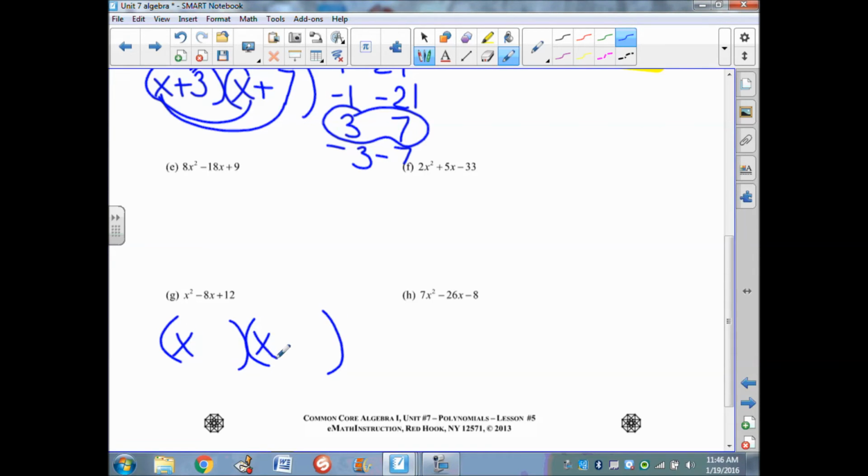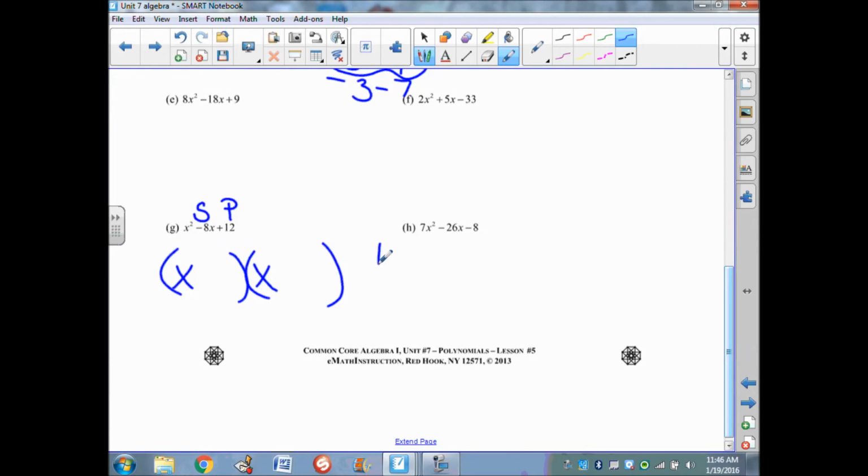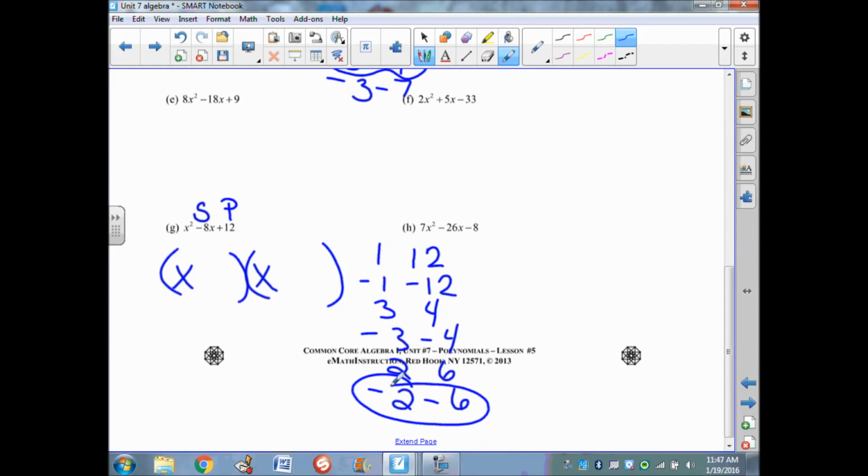I know it's that. Now I've got to do my sum and product. So what sums to negative 8 is a product, meaning it multiplies to positive 12. So let's think of our factors of positive 12: 1 and 12, negative 1, negative 12, 3 and 4, negative 3, negative 4, 2, 6, negative 2, negative 6. Now I've got to pick the pair that when I add them together, when I sum them, I get negative 8. Winner, winner, right there.